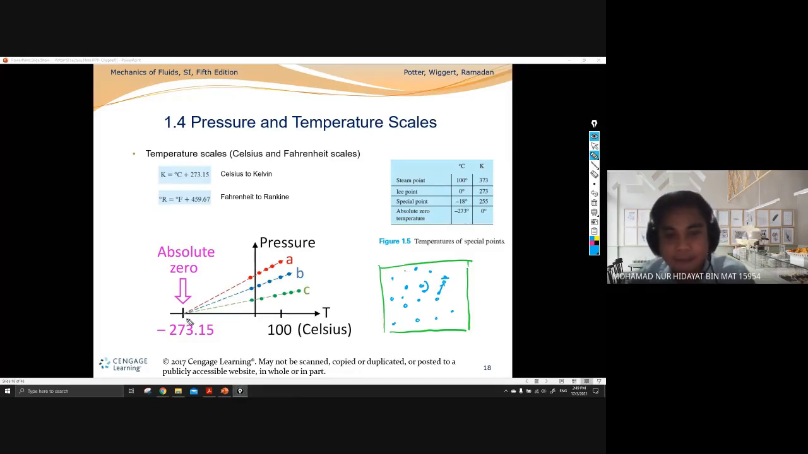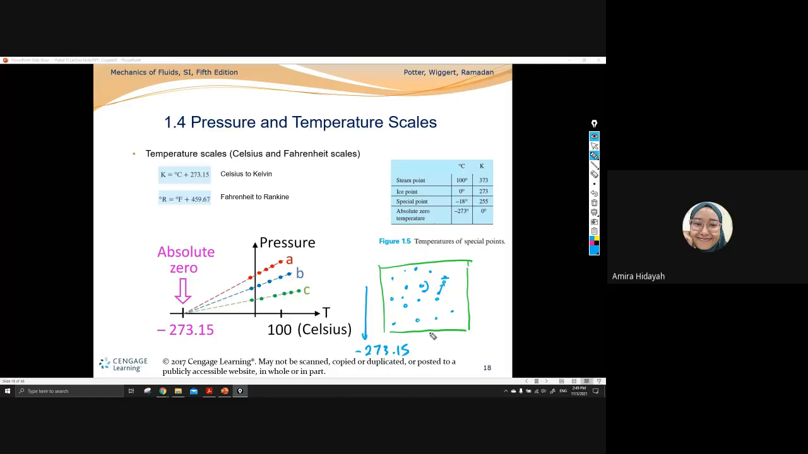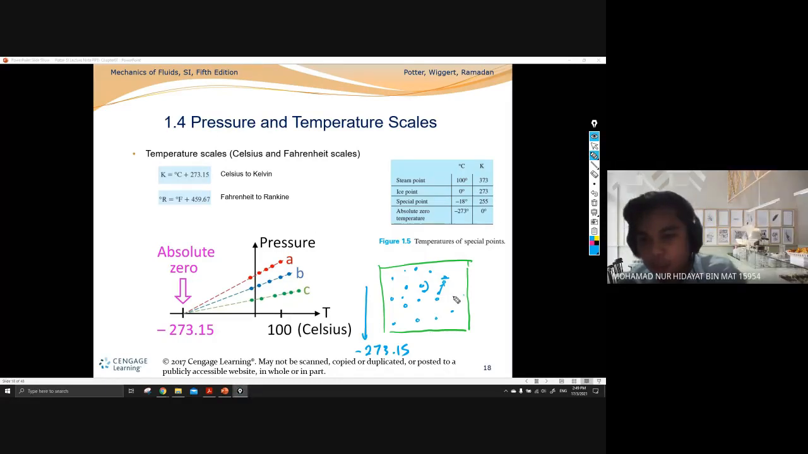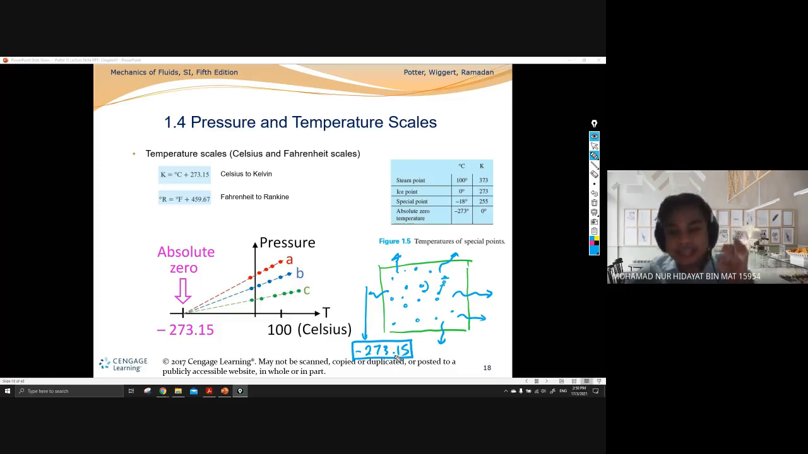The scientists discovered that when they try to cool down these molecules, for example, freezing this container to negative 273.15, what do you think happens when the container freezes? Does the energy loss or gain? The energy will be lost throughout the container, right? So the energy will be lost until it is completely zero, no energy at all, when the temperature reaches negative 273.15 degrees Celsius.